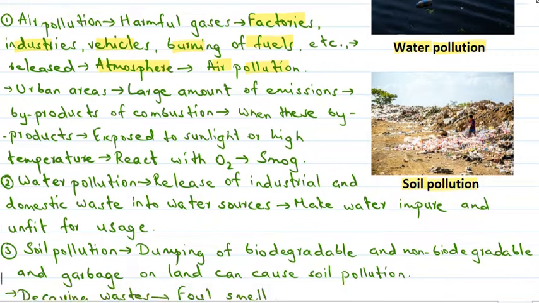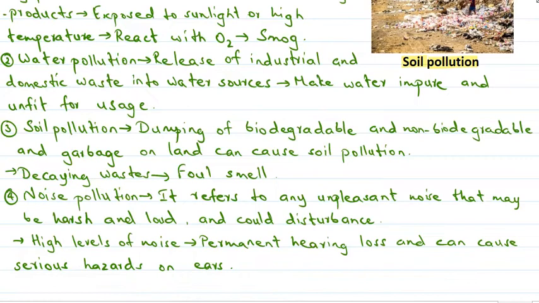Then we talked about noise pollution. The concept of this pollution is not limited to environmental resources only, and even certain sounds that we hear can be called pollutants. For example, the sound of a loudspeaker at night hampers our sleep, right? And it might also cause headaches as well as disturbance. So how would we define noise pollution? It refers to any unpleasant noise that may be harsh and loud and cause disturbance. High levels of noise can cause permanent hearing loss in people and also lead to serious hazards on the ears.